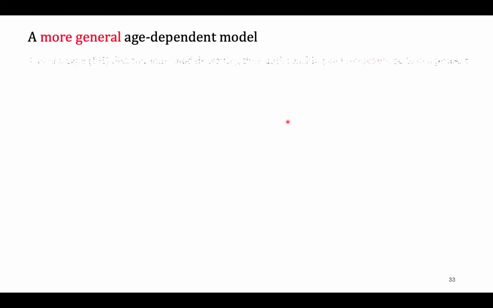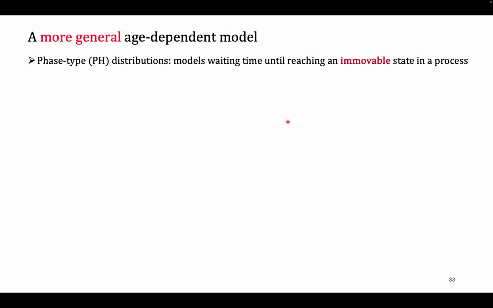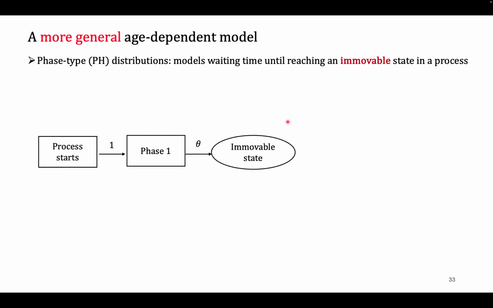So what we do is consider a more general class of distributions. This is called phase-type distributions. I'll try to explain these phase-type distributions as clearly as possible by using illustrations. Basically, it still models our waiting time, but it models the waiting time until a process reaches an immovable state. If you look at this diagram, it consists of 3 compartments. You have the compartment that indicates the time where the process starts. You can move to phase 1, but then from phase 1, it has some rate of moving from phase 1 to this immovable state.